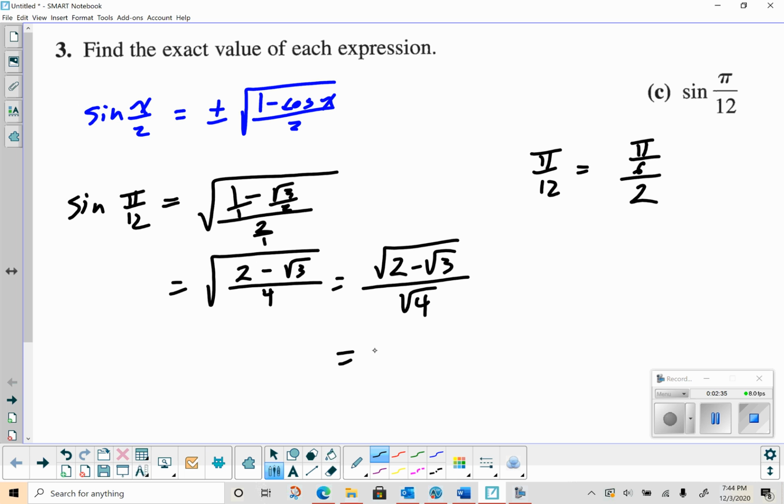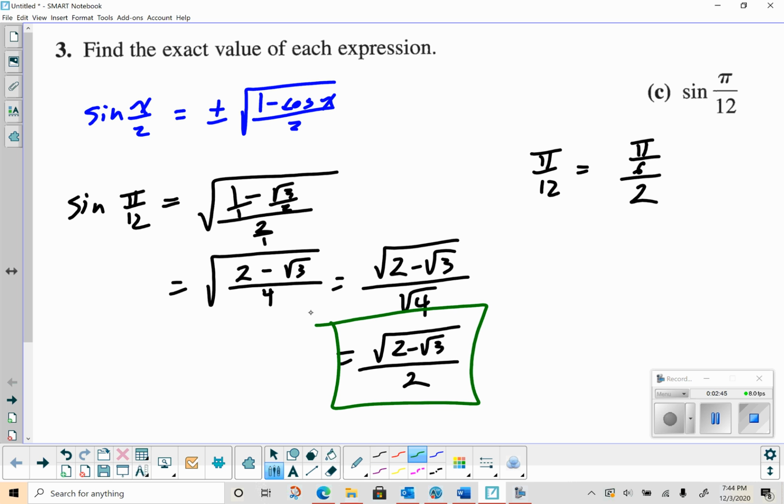Leave alone the one that you can't simplify. Simplify the one that you can. And that would be sufficient. Again, just write it like we normally do.